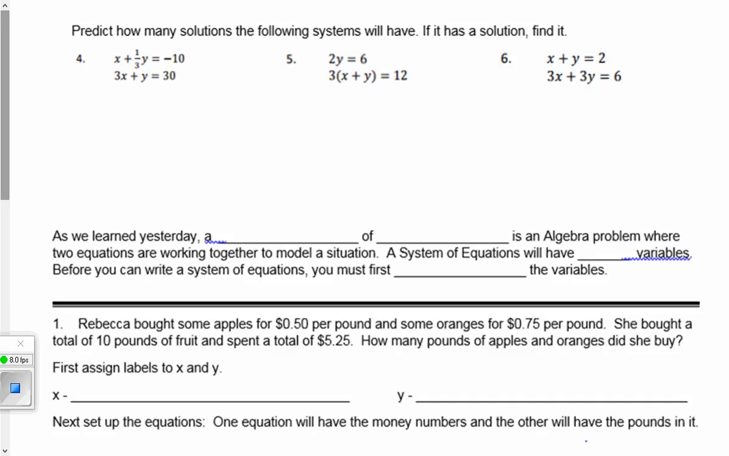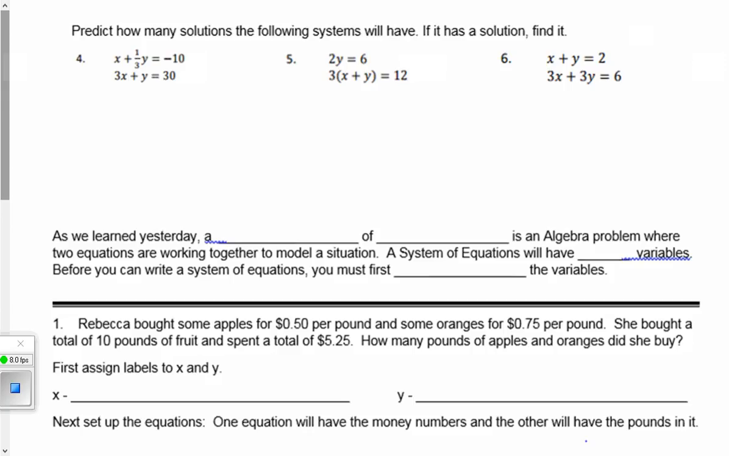So looking at your notes, we then want to find how many solutions these 3 situations would have. We're going to predict that just by looking at the y equals mx plus b and saying, oh, that's the same line, so it's going to have infinite, or, oh, those are parallel, so there's going to be none, etc.